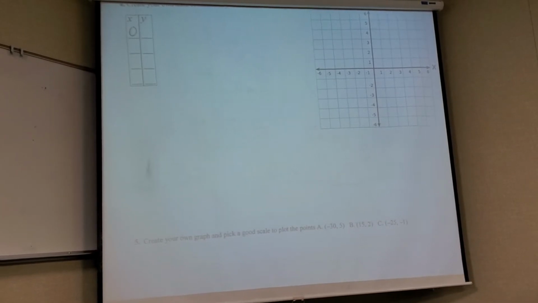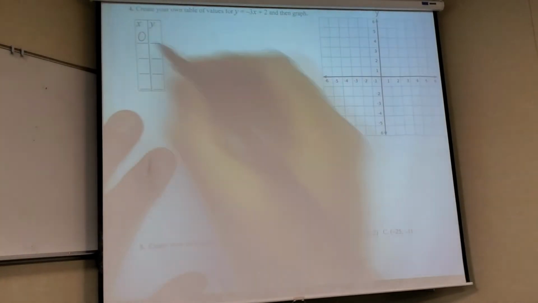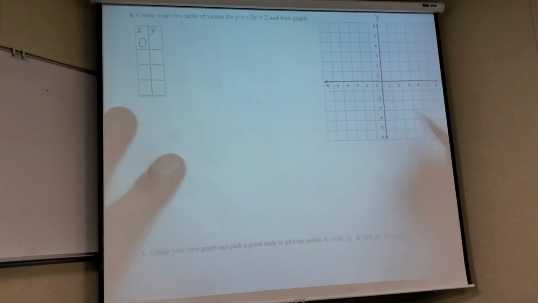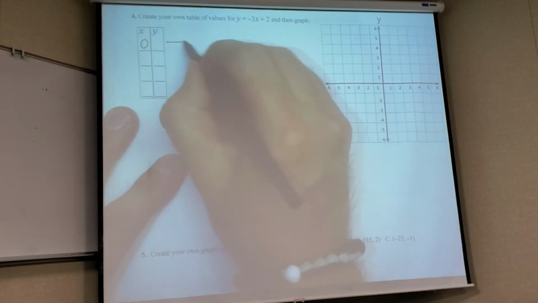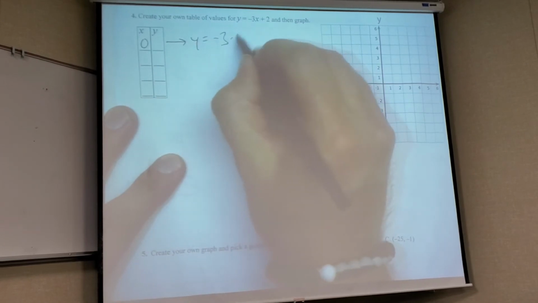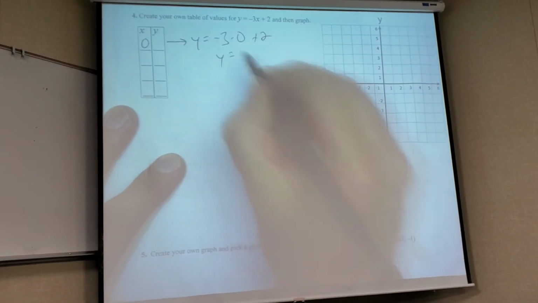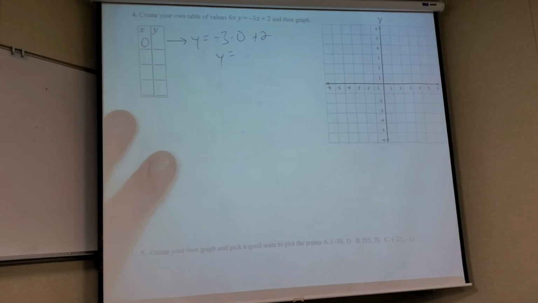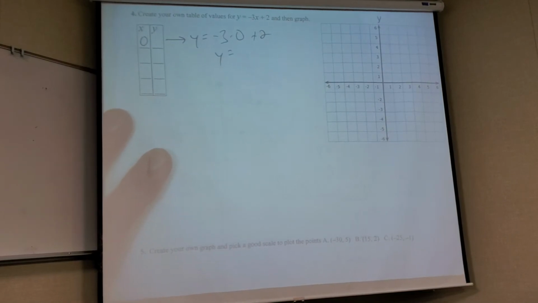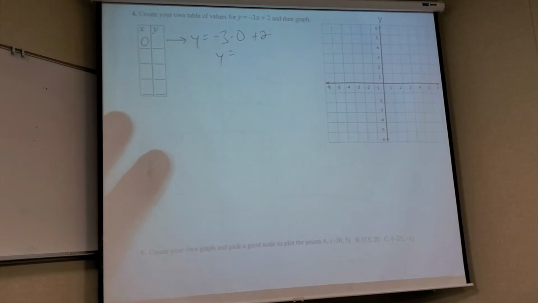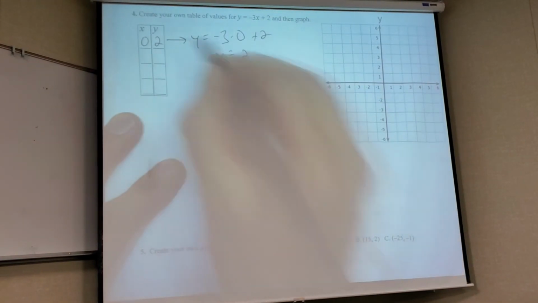It will have some output for that. So I'm going to pick 0 because that's a beautiful number. It's going to kill that piece of the equation. So for this one, y equals negative 3 times 0 plus 2. So y equals 2, because negative 3 times 0 is 0. So I got a point.